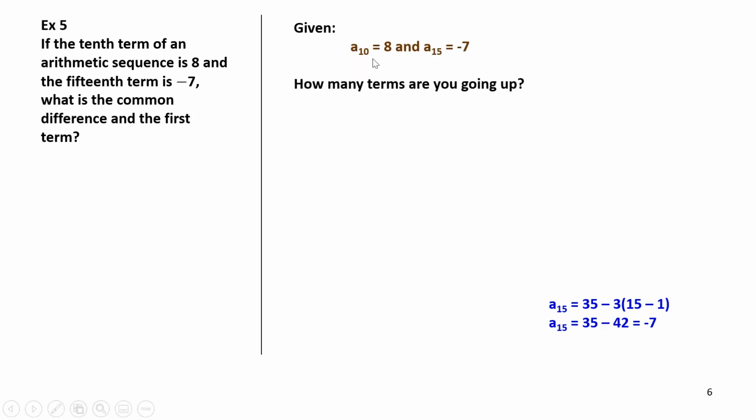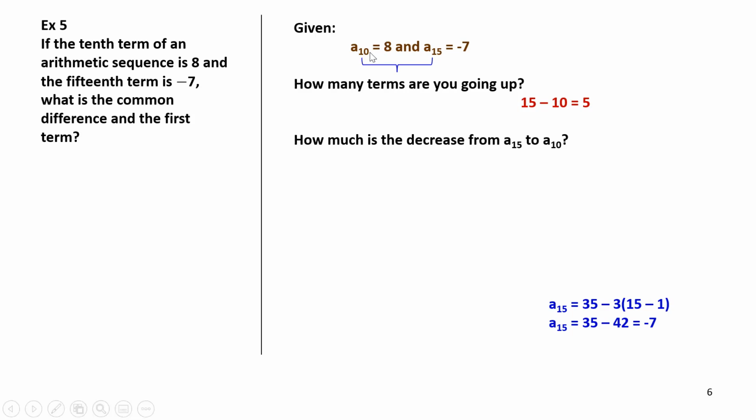All right, so here's my first set of terms. 10th term is 8, 15th term is negative 7. How many terms am I going up? I'm going from 10 up to 15, so I'm going up 5 terms. That's the 5 right there. That's not my common difference, that's just how many terms I have. How much is the decrease from a sub 10 to a sub 15?